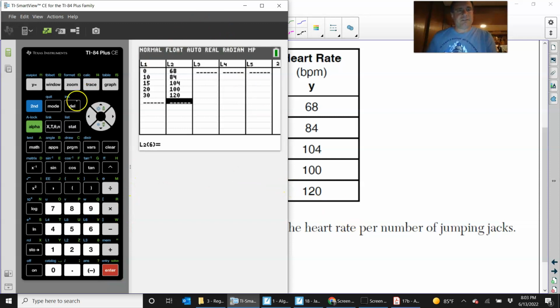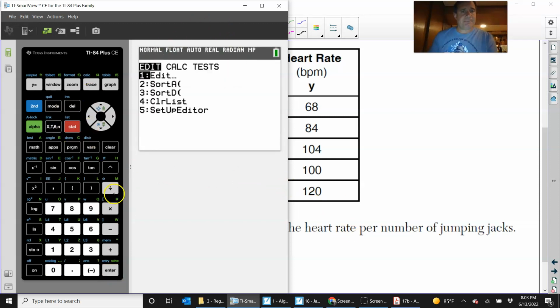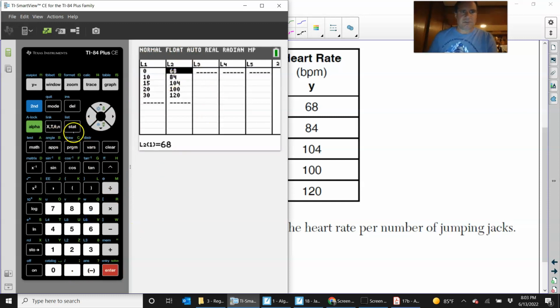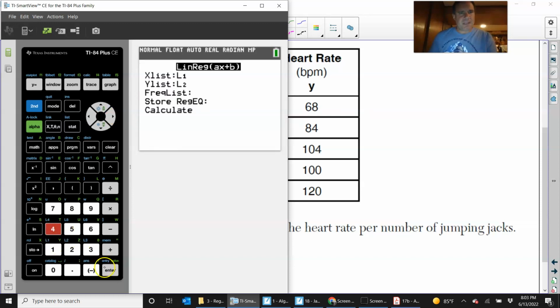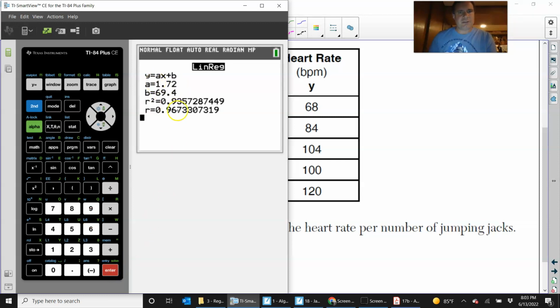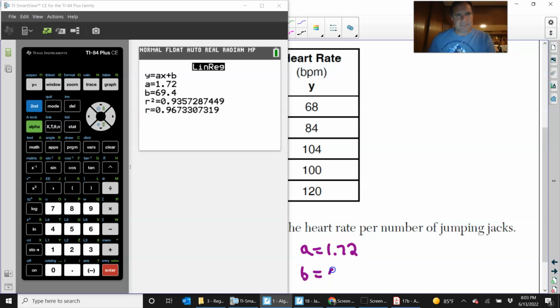So it wants the linear regression equation. Press stat. We are on the edit screen. If you press enter again, you'll go back to the list. So you want to press stat and move over to calc. And we want to go down to linear regression, this ax plus b. That's where you want to go. You want to press number 4. And we have L1, L2, you press enter again, and enter again for calculate, and you get your linear regression equation. So the a is your slope. Your b is your y-intercept.